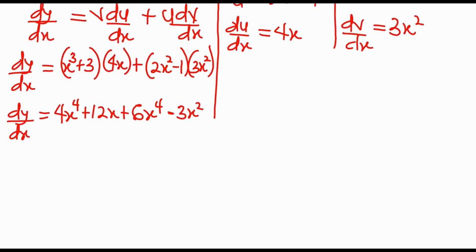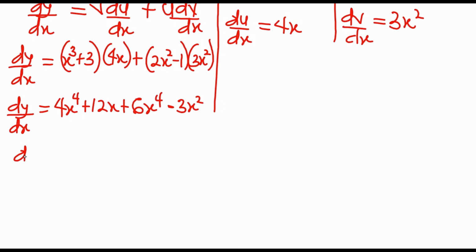We continue with further simplification, and we have dy/dx equal to 4x to the power 4 plus 6x to the power 4, which gives us 10x to the power 4, and then we have minus 3x squared plus 12x, and this becomes our solution for this question. So that is how we can apply the product rule.